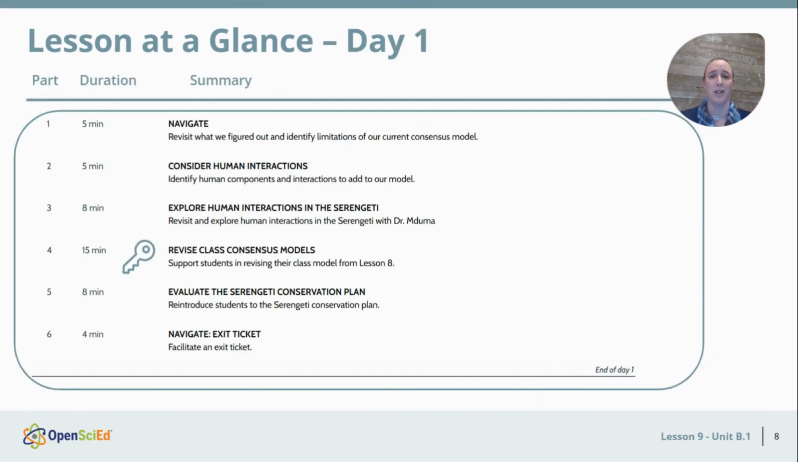The first lesson chunk is explored on day 1. Students watch and discuss a video from Dr. Maduma discussing different interest holders who have had a connection to the Serengeti. We discuss these 3 different interest holders and their interactions with the Serengeti and its components and add our ideas to our SAGE modeler printouts from Lesson 8. We revisit the conservation plan on the Serengeti from Lesson 2 and discuss how the plan affected the interest holders.